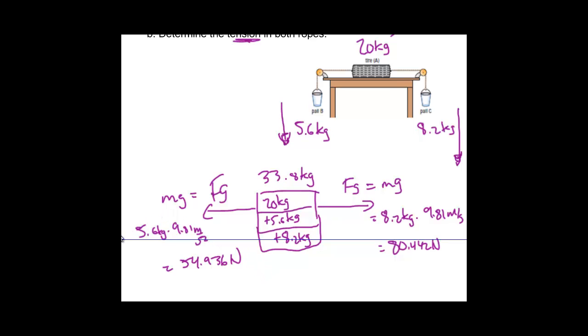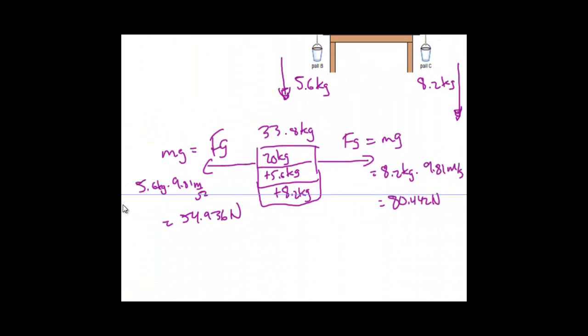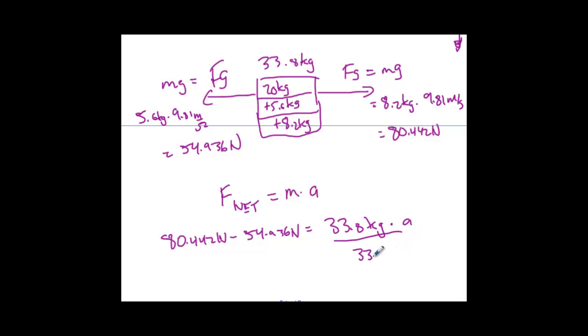So the question then asked to find the acceleration. Let me go back up here. Yeah, find the acceleration of the system. So using Newton's second law, the net force is equal to mass times acceleration. The net force in the system then will be 80.442 newtons minus the 54.936 newtons. The mass we're going to use, though, has to be the mass of everything. So that's 33.8 kilograms. And we don't know a, so we're going to solve for a by dividing by 33.8.